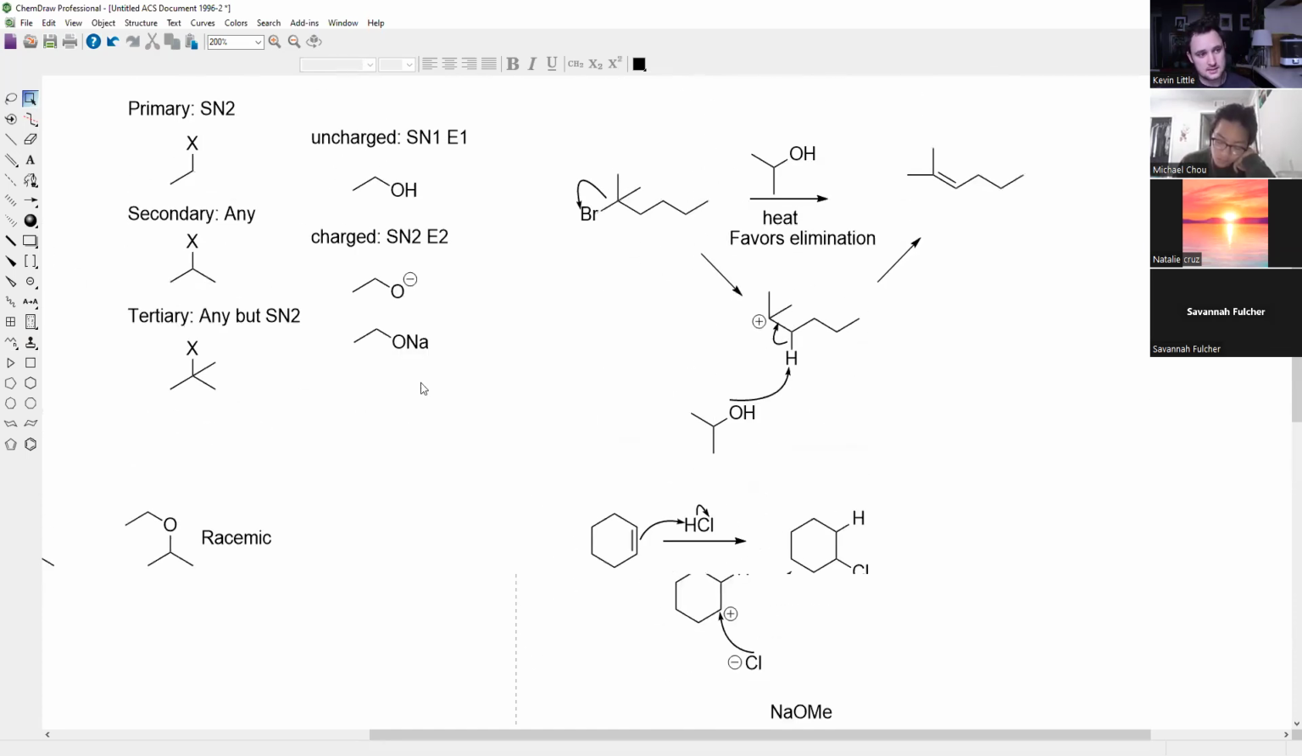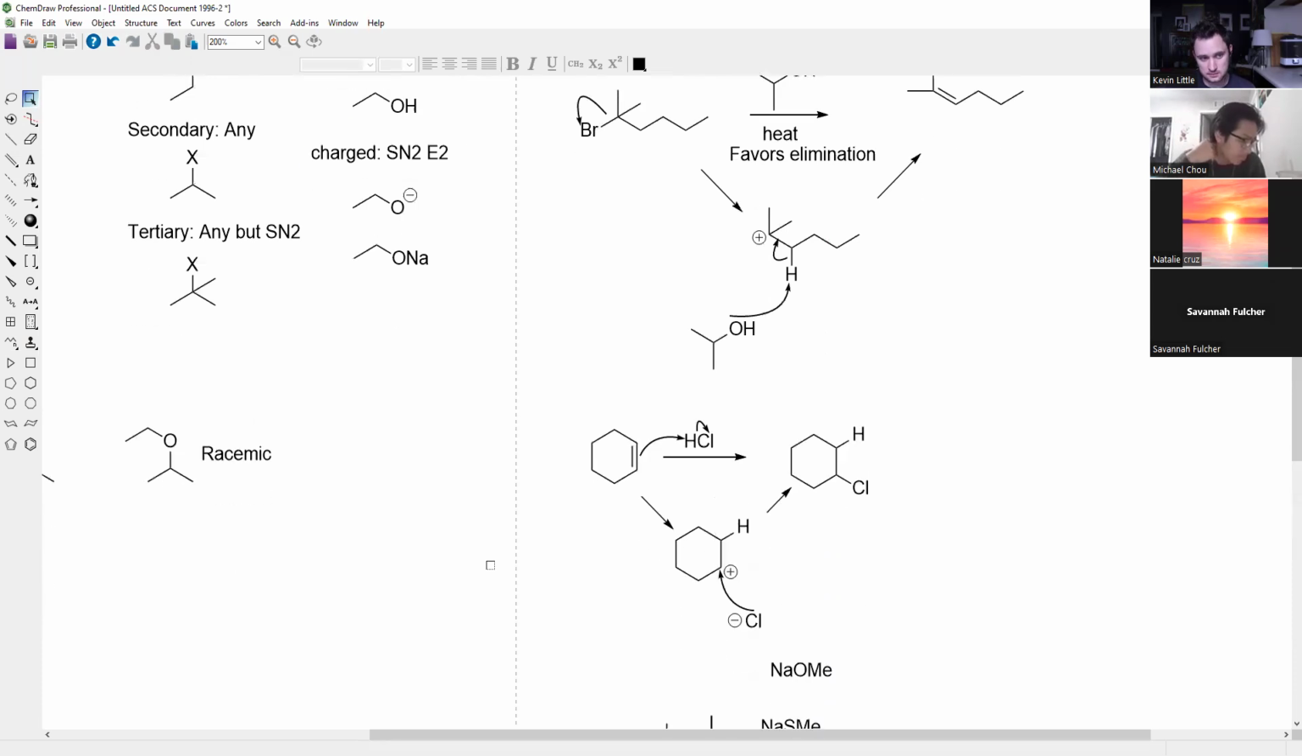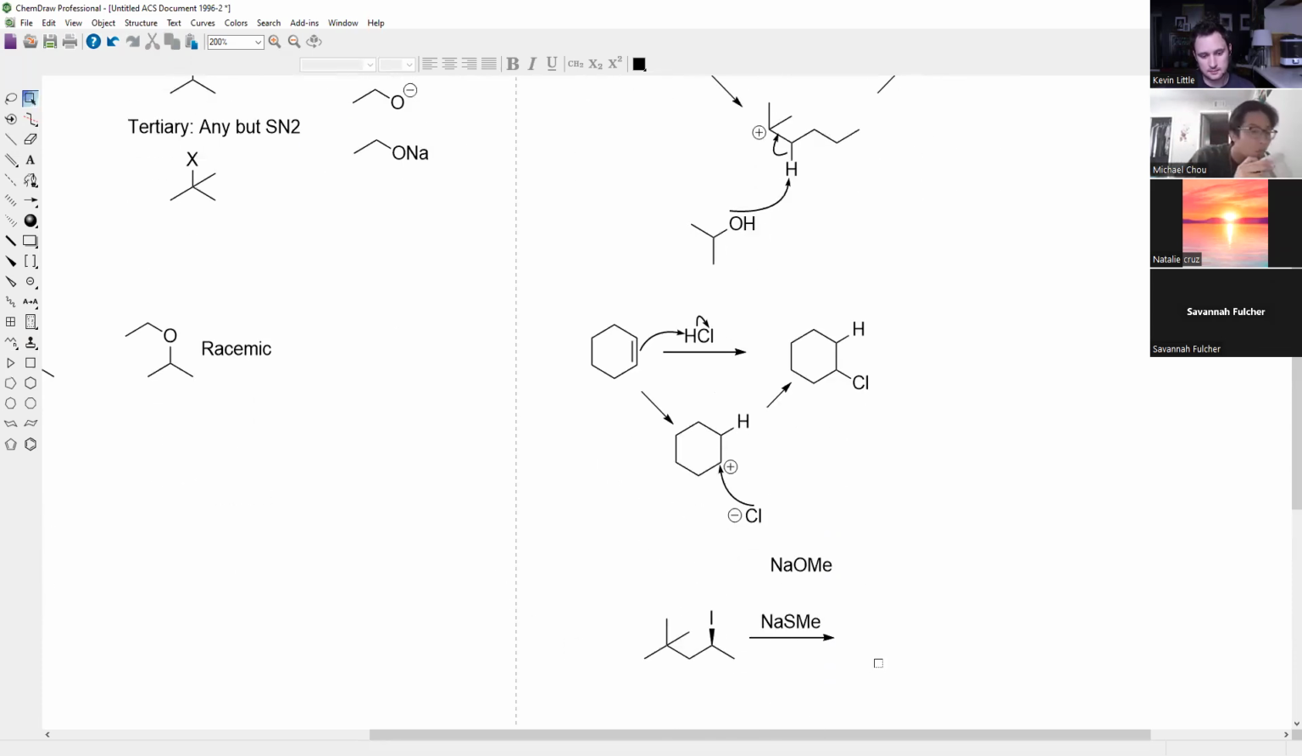The last thing is the difference. One of the differences between substitution and elimination comes with how delocalized that negative charge is. If I compare a sulfur to an oxygen, the negative charge on the oxygen is less spread out than the negative charge on the sulfur. The more spread out a charge is, the more likely it is to be substitution. So really the only way you'll see that is with sulfur.